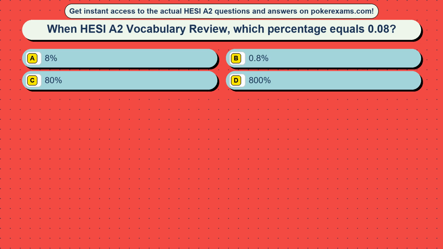Question 9. When HESI A2 Vocabulary Review, which percentage equals 0.08? Option A, 8%. Option B, 0.8%. Option C, 80%. Option D, 800%.